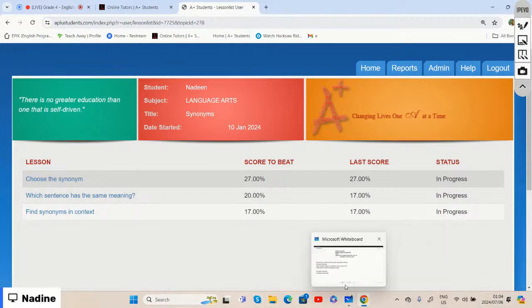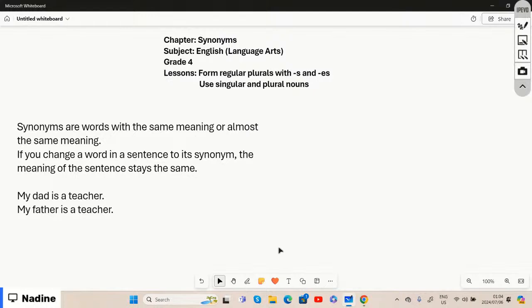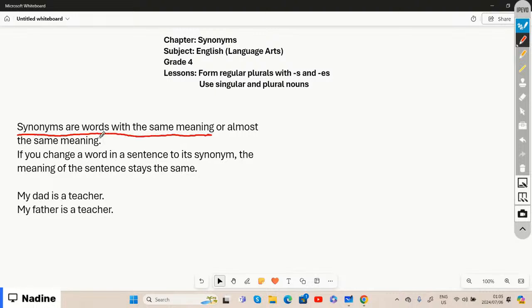So, we said synonyms are words with the same meaning, or words with almost the same meaning, right? Which means that they will be different words, but the meanings of these words will be the same, or almost the same. And when we say the meanings are almost the same, we mean that the meanings will be kind of similar.